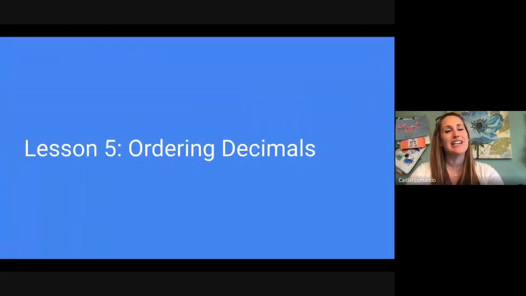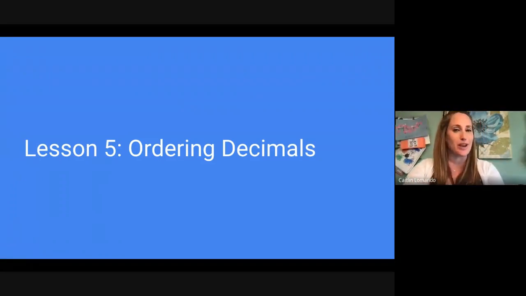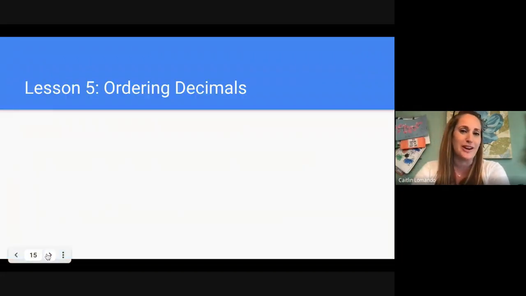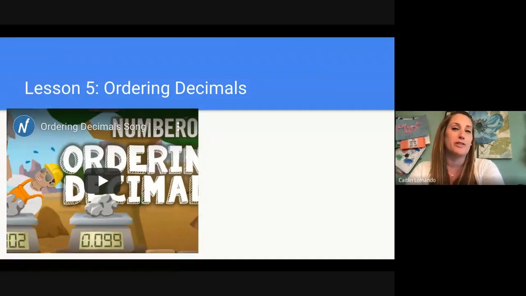Let's get started. Today we are at our next lesson, which is all about ordering decimals. That's a fancy way of saying putting them in order from least to greatest. So let's start with a fun little song that has to do with ordering decimals. Now, this song also includes decimals up to the thousandths place. We only go to the tenths and hundredths. So our ordering is going to be a little bit easier than this, but I think it's a great fun song to kick it off. Let's check it out.